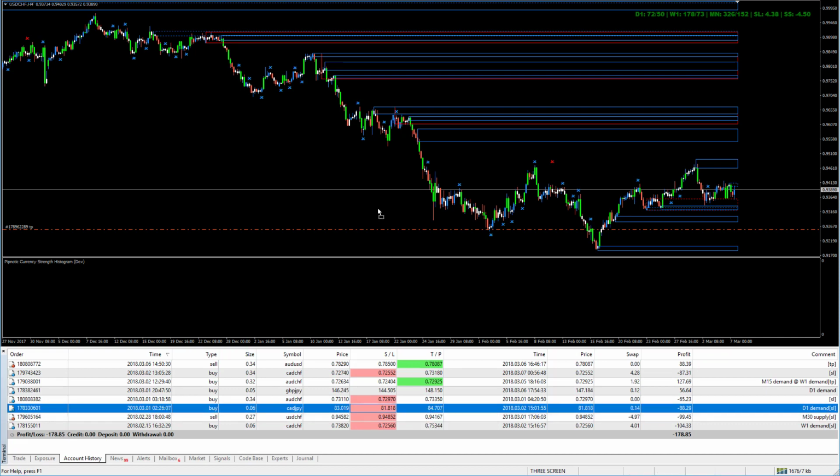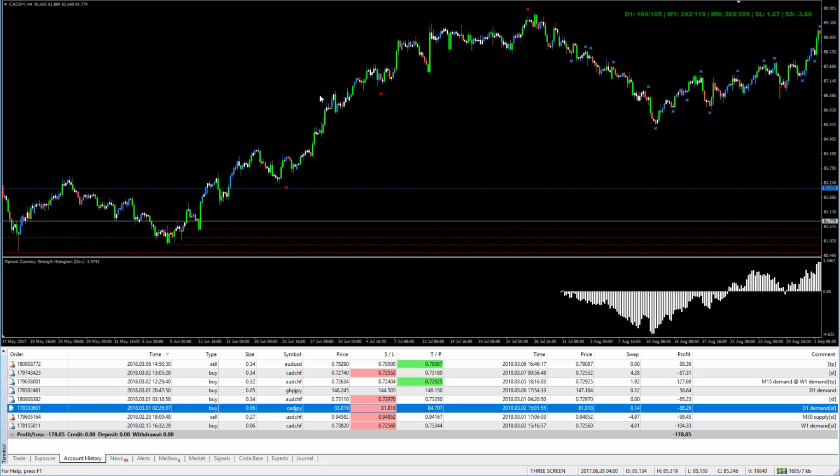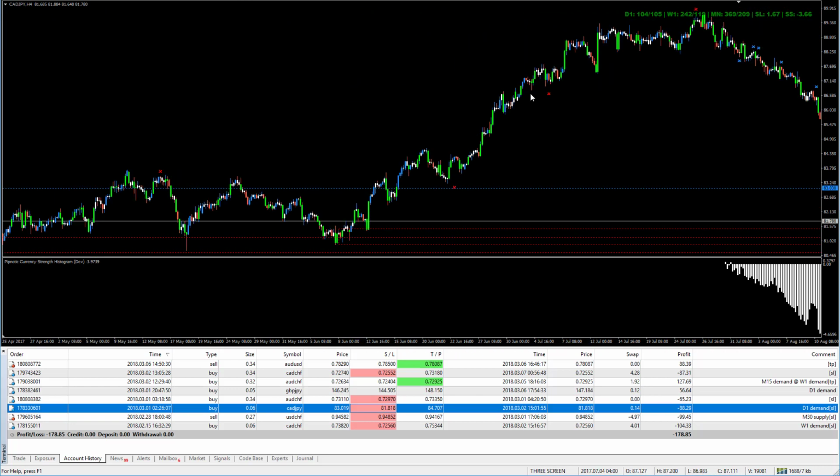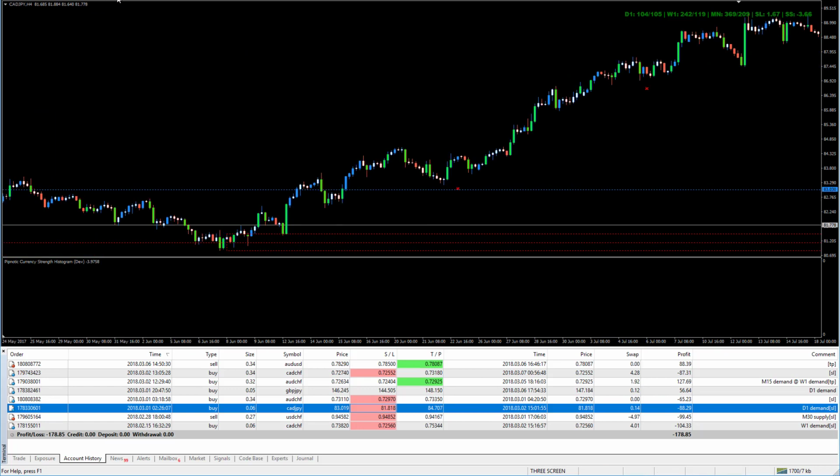Okay, let's do another one here. This is the CAD Japanese yen. So we wanted to buy here. Let's mark this off, and then let's see why we would have taken that trade. Let's go back. You can see here, we have this area like this.